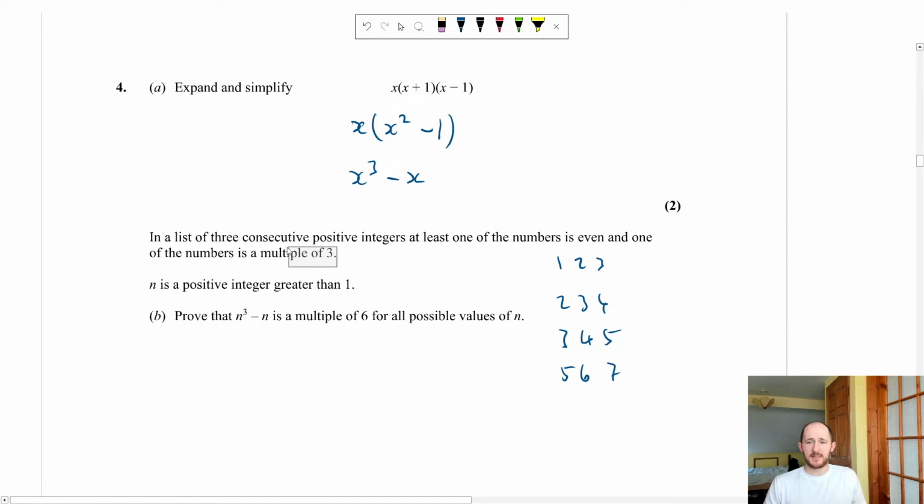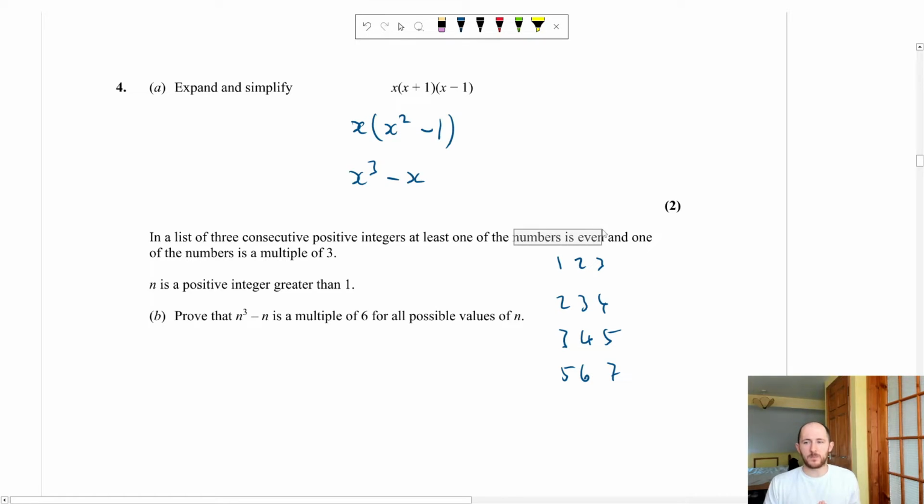Now, the multiple of 3 thing is actually obvious if you think about it. Remember, when you do your 3 times tables, you're counting in 3s. You're going 1, 2, 3, 4, 5, 6, 7, 8, 9. So, of course, if you have 3 consecutive numbers, one of them is going to be a multiple of 3, right? Because you're counting in 3s. It's the 3 times table. So that might be a bit obvious when you think about it.